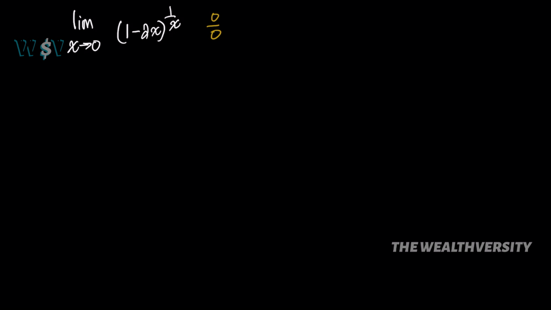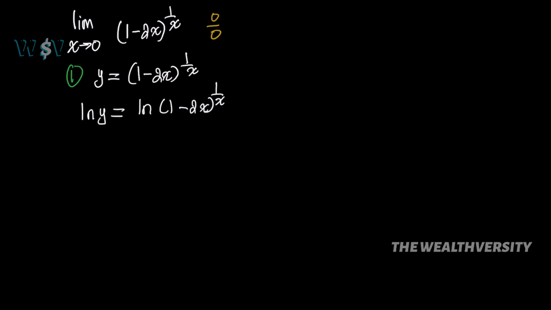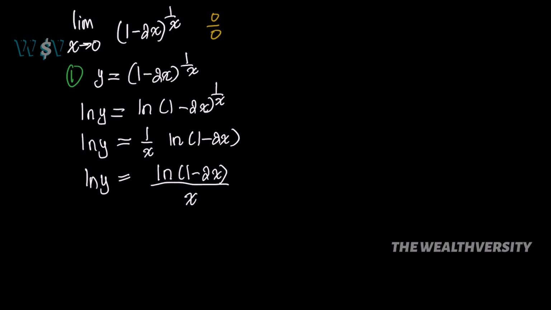To do so, our first step will be to take the function from the limit and make it equal to y. Then we take the natural logarithm of both sides, to get that ln y is equal to ln of 1 minus 2x to the power of 1 over x. Now we bring the 1 over x, which is a power, beside the ln of 1 minus 2x. This is one of the logarithm laws. Now if we simplify, we get that ln y is equal to ln of 1 minus 2x divided by x. This will be our quotient function.